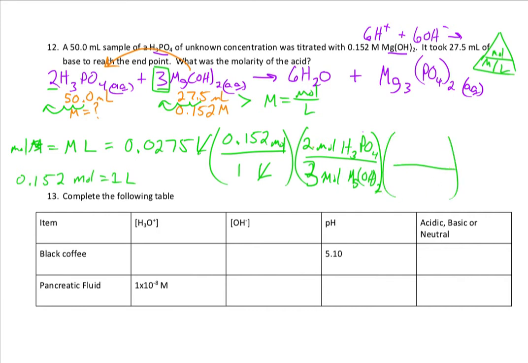And actually at this point, if I did the math, the moles of magnesium hydroxide cancel out, and I'm left with moles of my acid. Well, in the final step, if I want to calculate molarity, what's molarity? Moles divided by liters. So moles divided by liters.